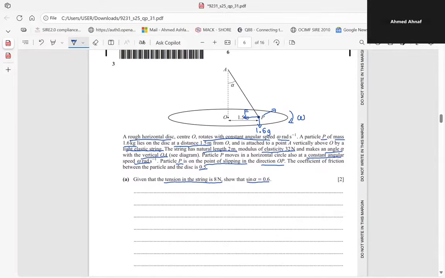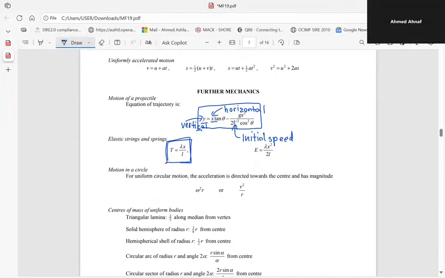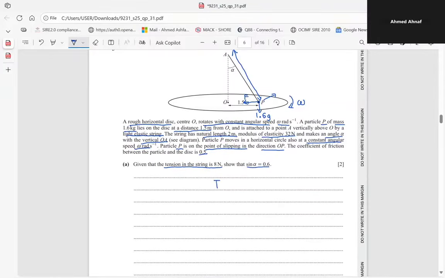Okay, so to first find sine alpha, we have to know the length of the string AP. Since it's an elastic string, we have to know its extension in order to know its length. So this is the formula that we're going to use, T equals lambda x over L. Let's write it down.